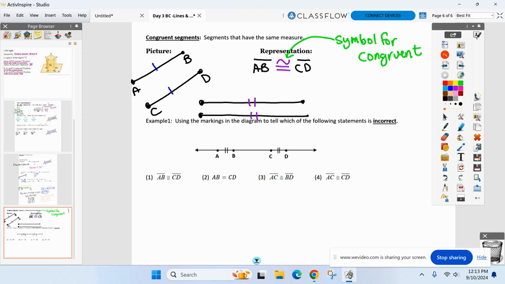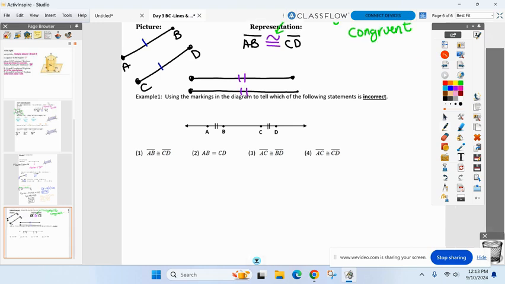So now I know these two are congruent and those two are congruent. Okay? Any questions on the symbol, markings, or what it means to be congruent? A lot going on there. All right, here's our last one for the day, and you can get started on the work.